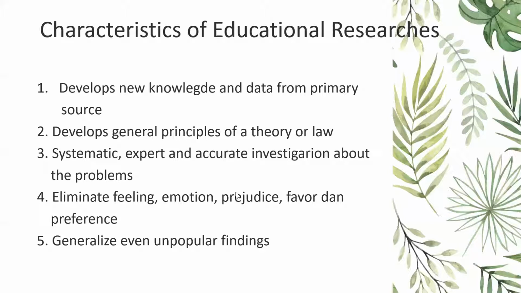And educational research has many characteristics. The first one is to develop new knowledge and data from primary sources. And then we can develop a general principle of theory or law. We can also get a systematic, expert, and accurate investigation of the problems. We can eliminate feeling, emotion, prejudice, favor, and preference. And the fifth, we can generalize even unpopular findings.